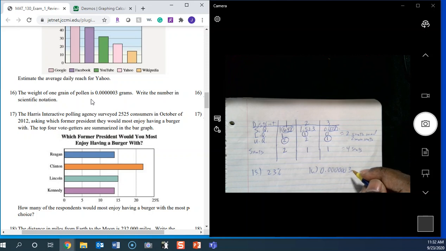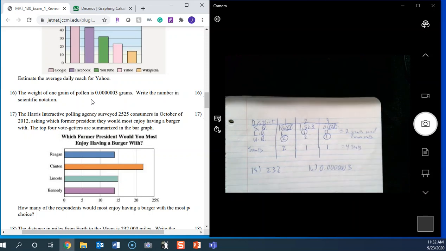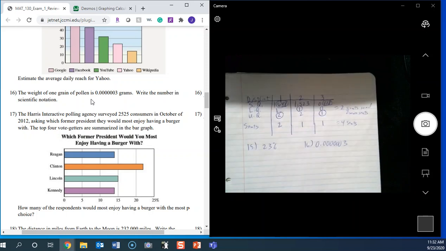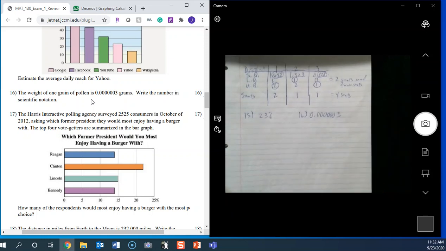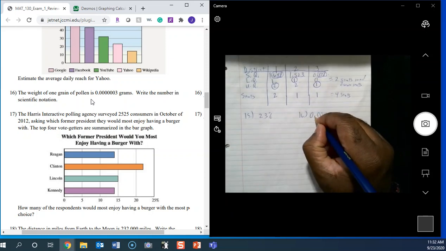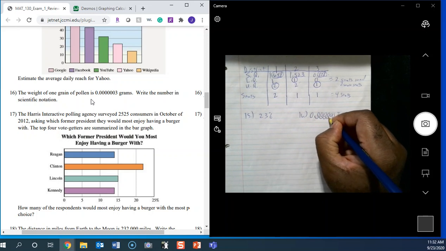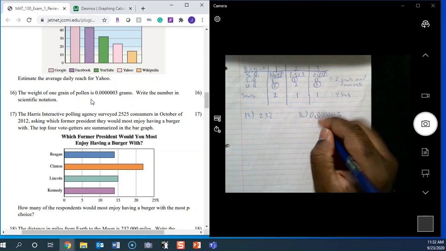Let's see, it's 6, 0, 1, 2, and a 3. Okay, so this is problem 16. We want to change this to scientific notation. So to change this to scientific notation, this is what we would do. We have to move this decimal until we get one digit in front of it that's not 0.